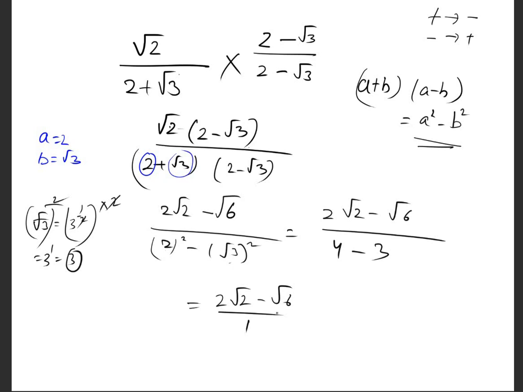You see, you've rationalized the denominator. You removed the surd part, the square root part, or a fractional index, out of the denominator. So that's your final answer, and that is how you rationalize a denominator.